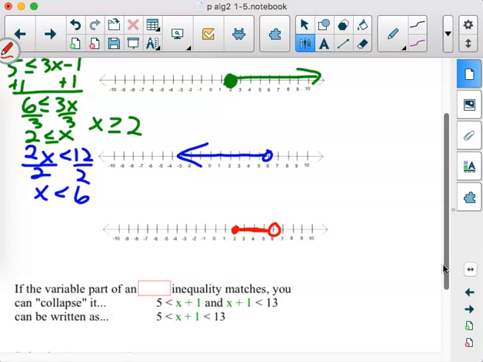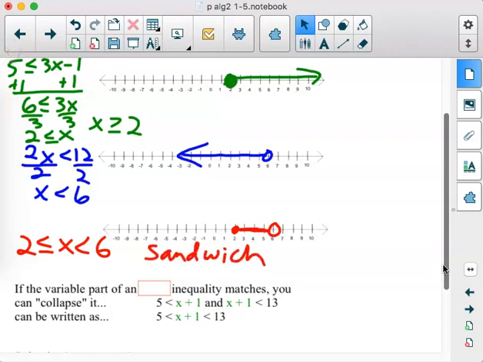This is an and sandwich. X is between. Which number do we have on the left? 2. Need an equals bar? Yeah. Cutoff number on the right? 6. Need an equals bar? Nope. And sandwich. Works every time.